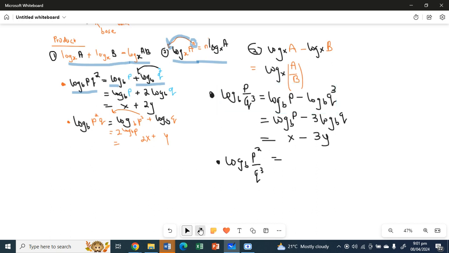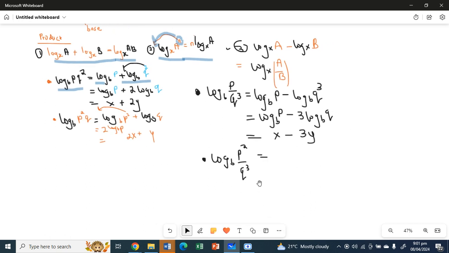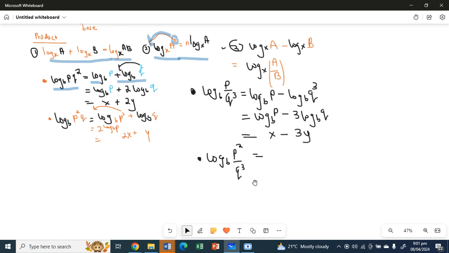So yeah, it's just a matter of remembering these laws. Unfortunately, they won't be given to you in the exam, so you must remember them. Maybe your next question is, how do I remember these laws? The way you remember them is by practice.